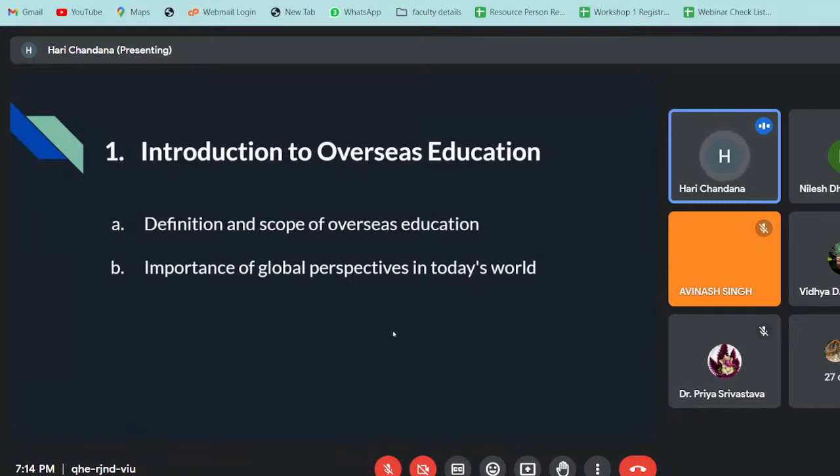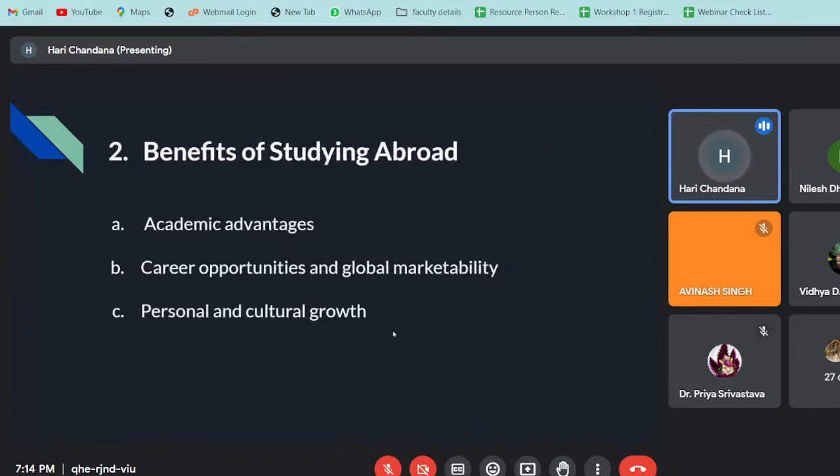A global perspective is a view on an issue that either has global influence or takes into account the nature of the issue globally. For example, the UN's view on climate change is by definition a global perspective on climate change because it is an international organization with a global influence. So that's what. And some of the benefits of studying abroad are we'll be discussing about academic advantages, career opportunities, and global marketability, and about personal and cultural growth.